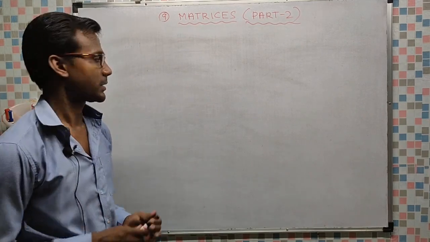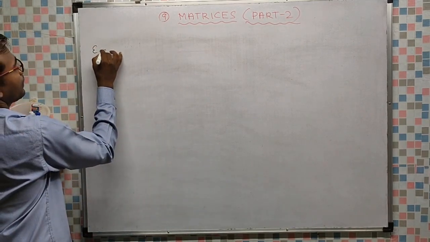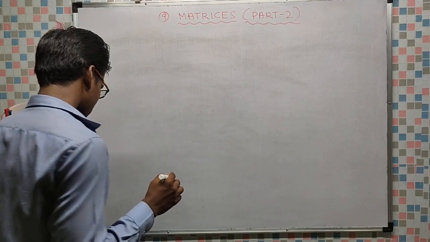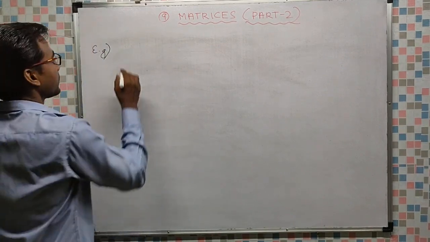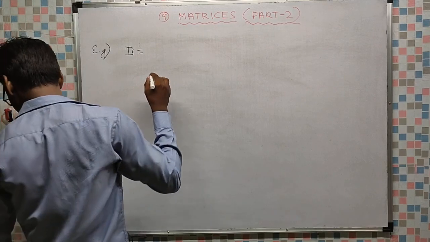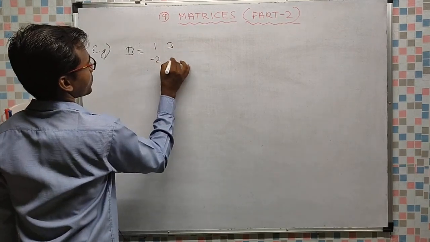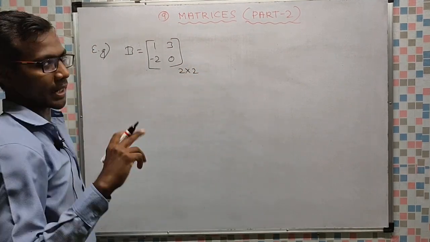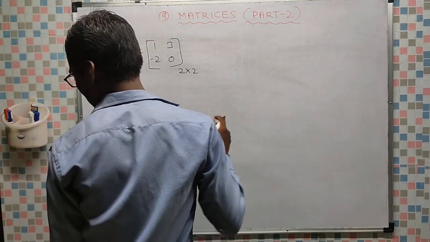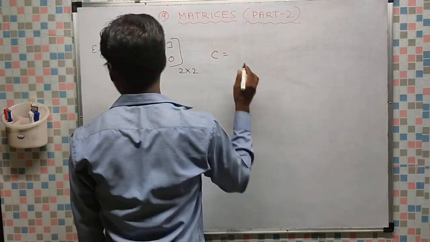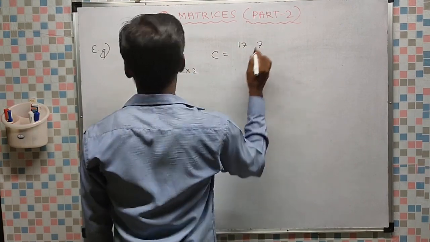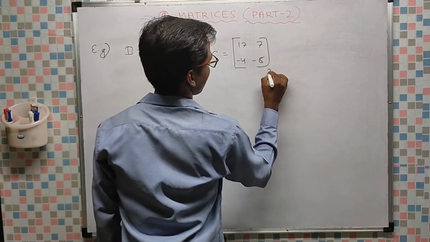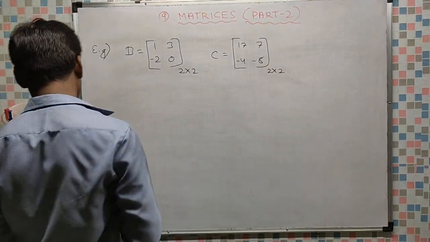Now let us solve some examples. Suppose B and C are two matrices. B is equal to 1 3 minus 2 0. Its order is 2 by 2. Develop a habit of writing the order. Then C is equal to 17 7 minus 4 minus 8. Its order is also 2 by 2.